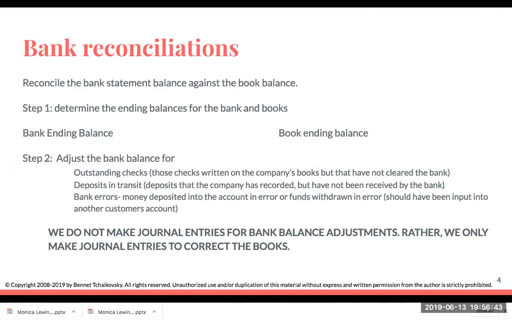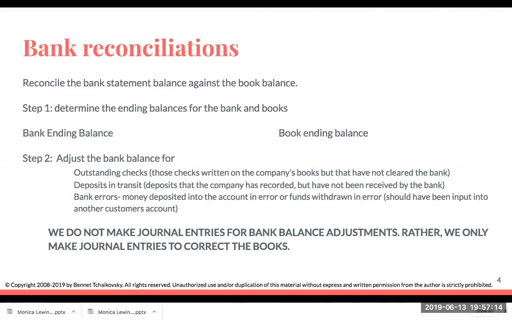So what is a deposit in transit? That is when I've made a deposit that's reflected on the company's books, but it has not yet been received by the bank. So I'm going to have to increase that bank balance. Lastly, I might have bank errors. Money's deposited to our account in error, or funds are withdrawn in error, meaning that there were things that happened to our bank account that did not relate to us.